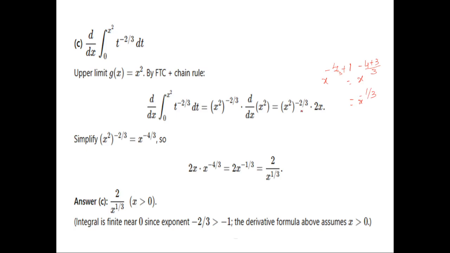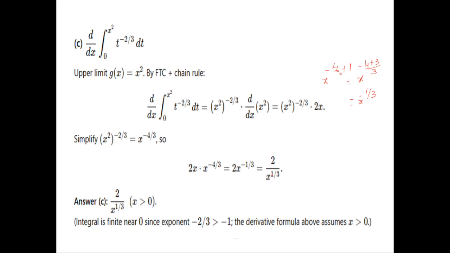And so this becomes x power 2 into minus 2 by 3 into x, which becomes x power minus 1 by 3, and there is a 2. So it will be 2 into x power minus 1 by 3. Then we can write it as 2 by x power 1 by 3.